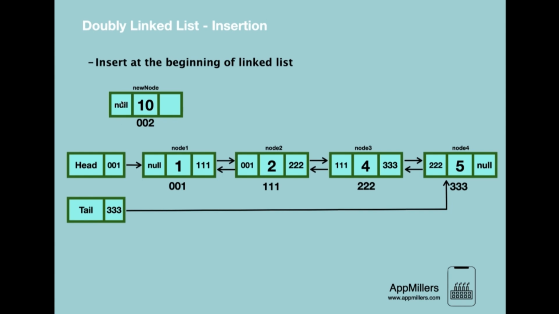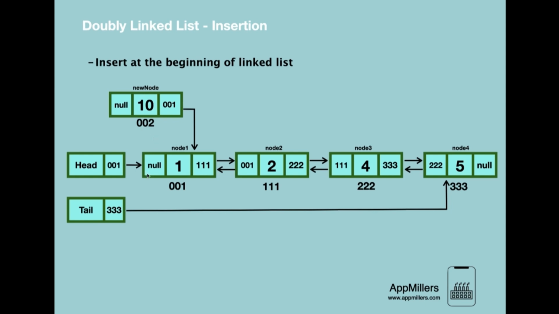So after setting this to null, we need to set the next reference of the new node. The next reference should point to the first node, so we will update the next reference to the physical location of the first node. The physical location of the first node in our case is 001, so we will update the new node's next reference to 001. By updating this, we are creating a link between the new node and node 1 over here.